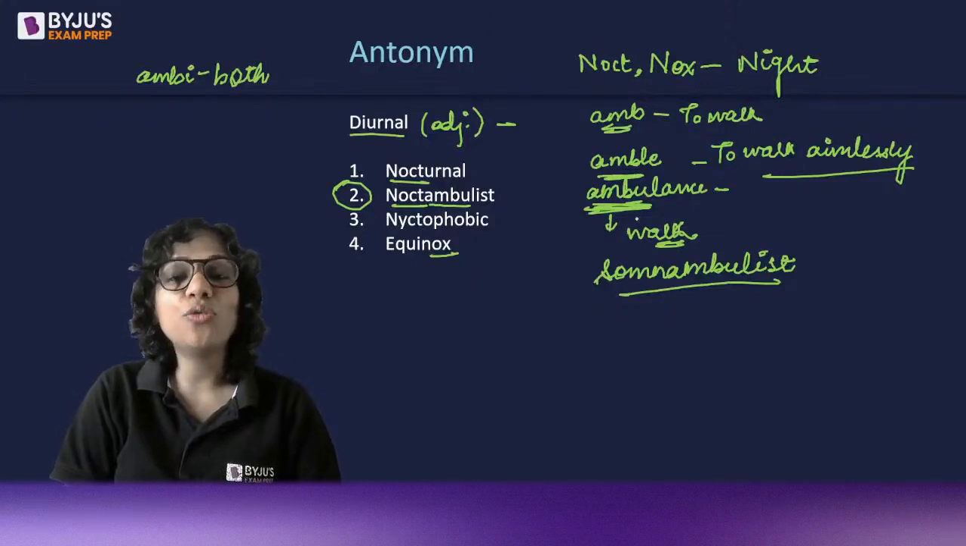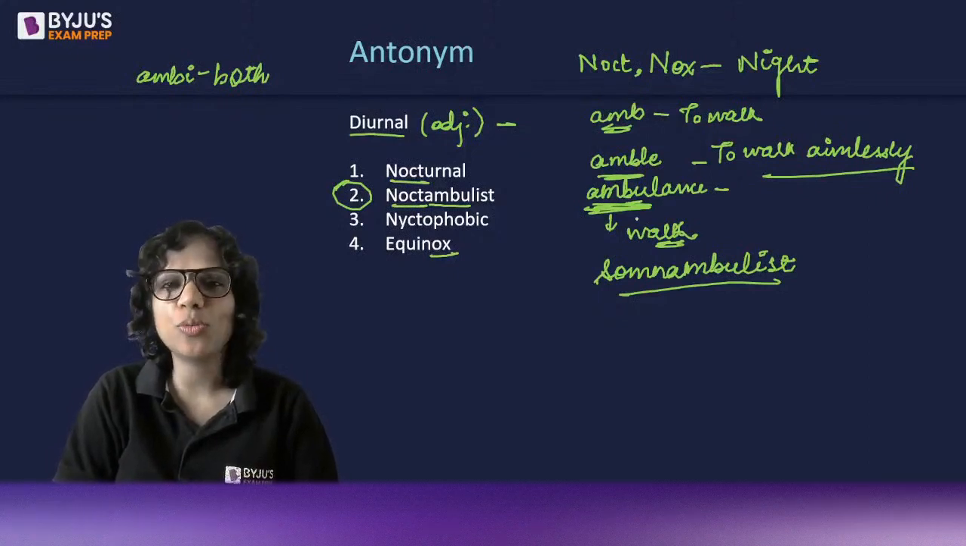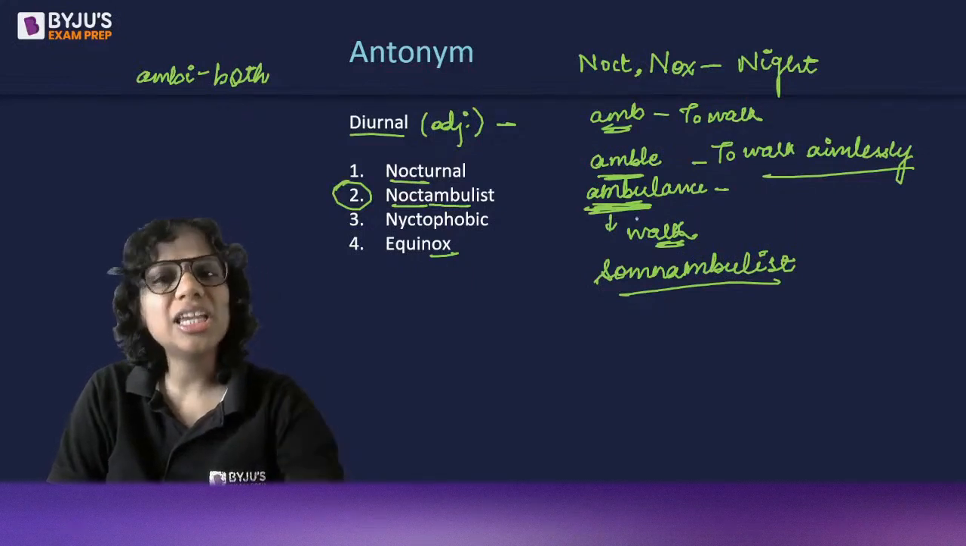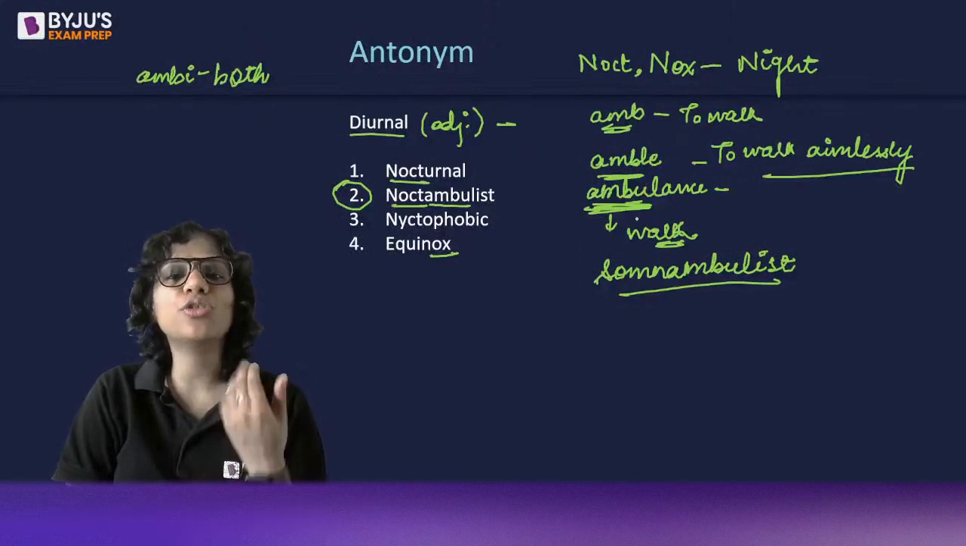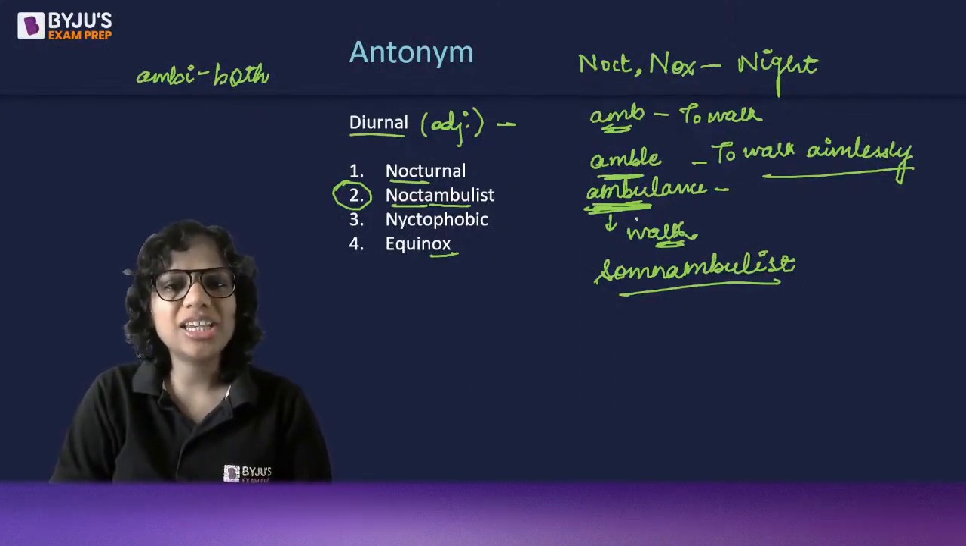Now, nyctophobic. So this noct has become nyct here. Who will be this person who is nyctophobic? Somebody who is phobic or afraid of the night or the dark. So if you're afraid of the dark, if you're afraid of night, the night time, then you are nyctophobic. All right.